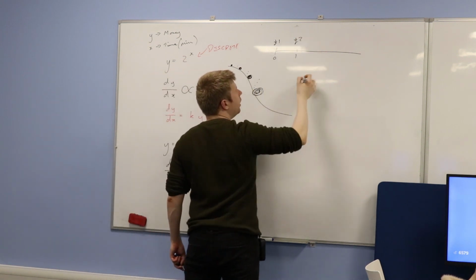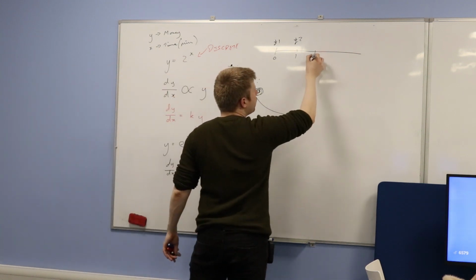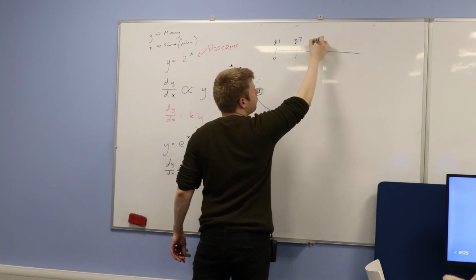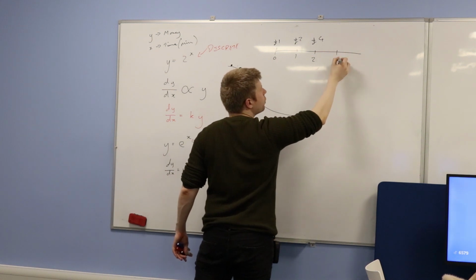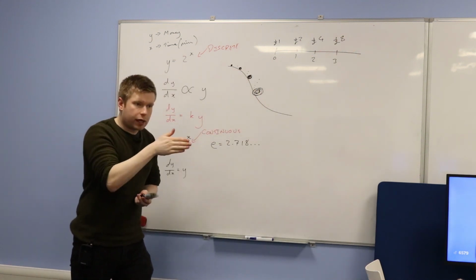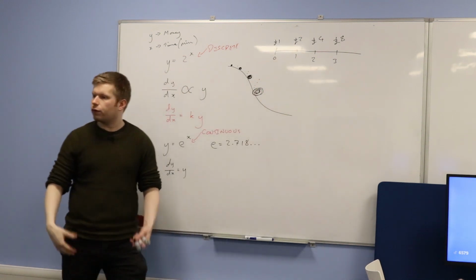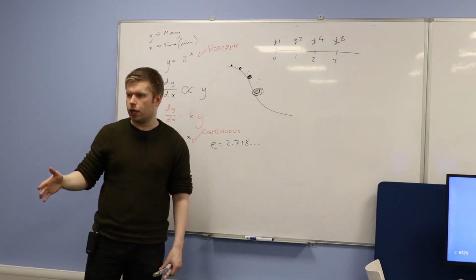How much money will I have a minute later? 2. Then I look away, wait for it to grow, go off to do something else, come back a minute later, how much money will I have? 4, and so on. So at 3 I'll have £8. But my point is, I'm looking at my money on the minute. Or if this was years, I'd look at it at the end of every single year.